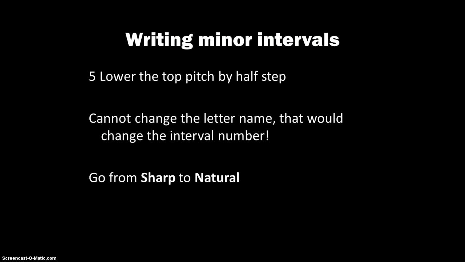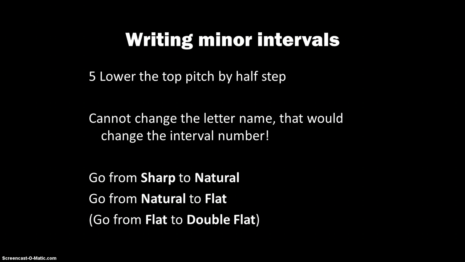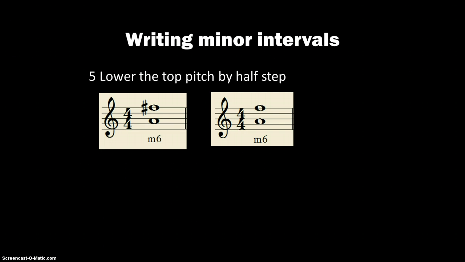Okay? So to do that, if we have a sharp note, we're going to go down to a natural. If we have a natural note, we're going to go down to a flat. And if you're in the advanced portion of this, you're going to be going from a flat to a double flat. But in our exercises, we probably won't encounter that. So we're going to lower that F sharp back to an F natural, and that will give us the minor sixth. And there's our correct one. Okay, let me show you that again.